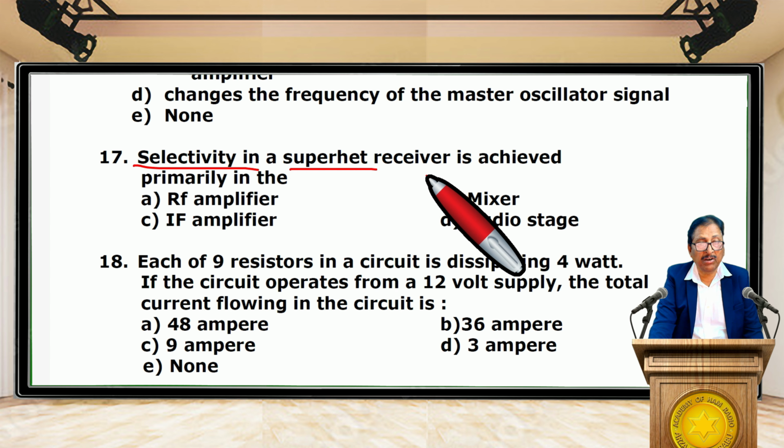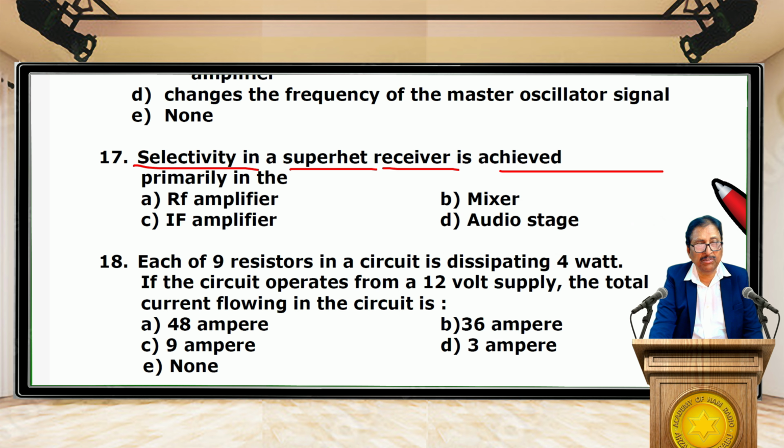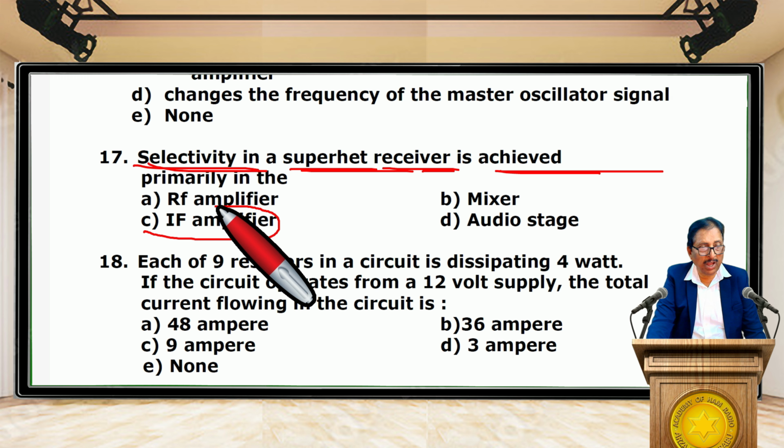Selectivity in a superhet receiver is achieved through the IF amplifier.